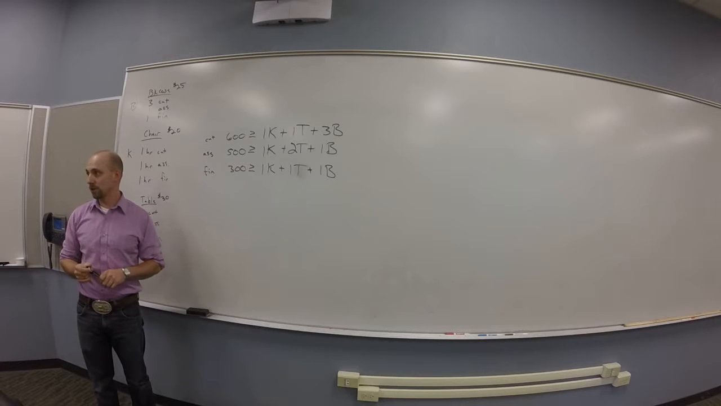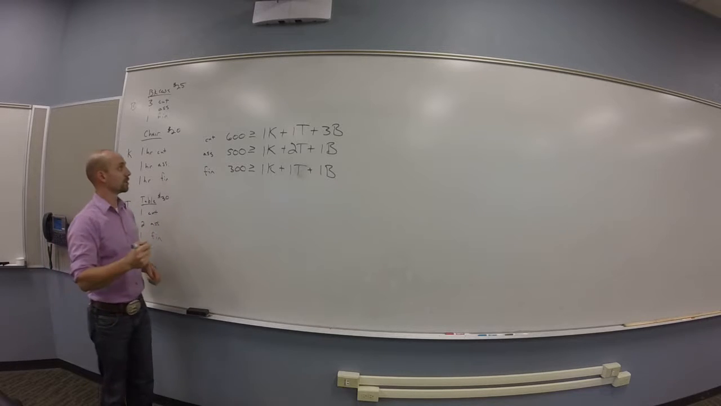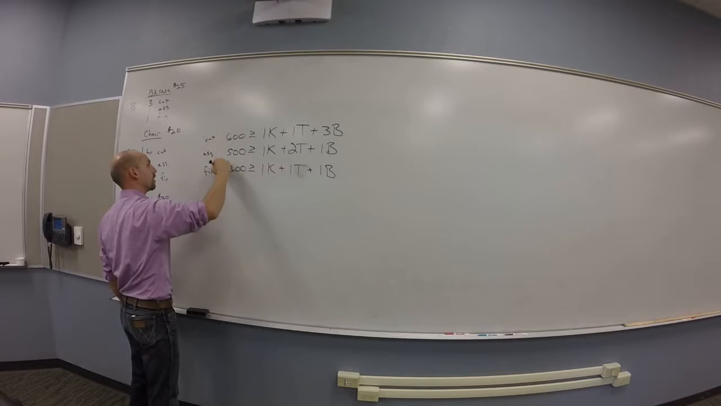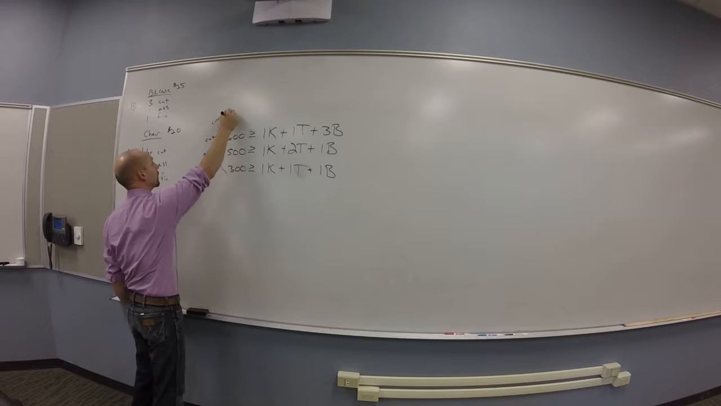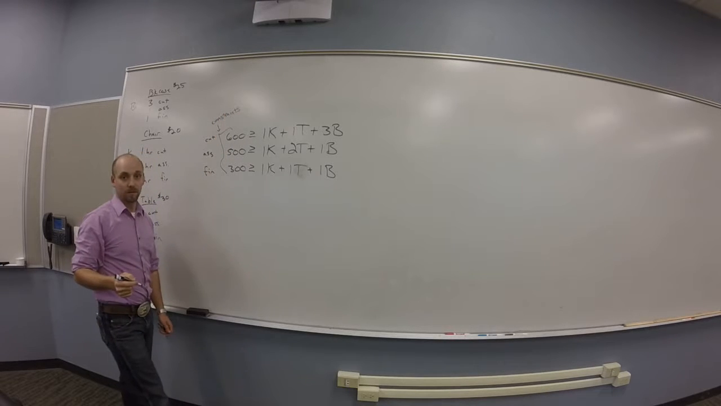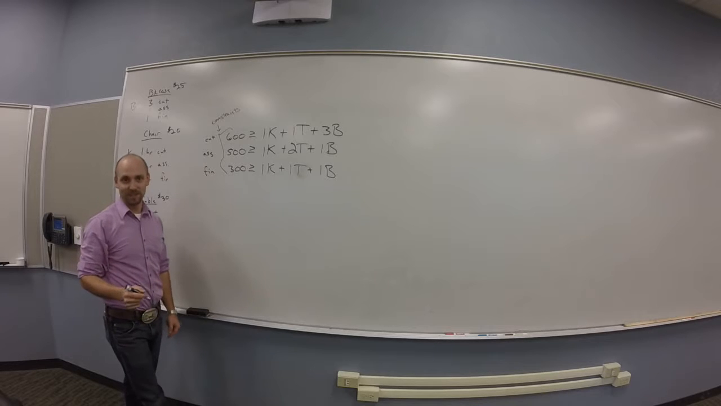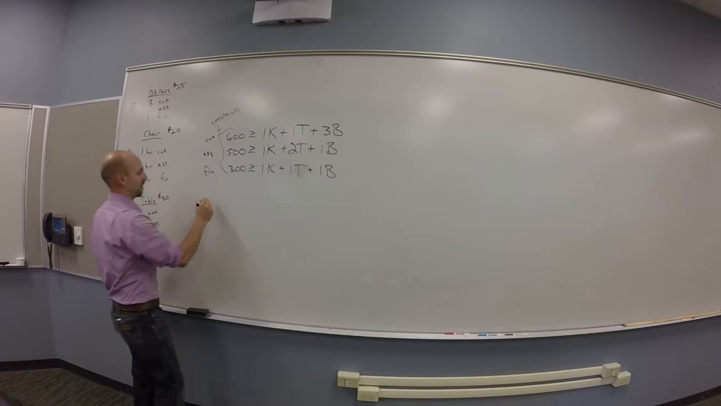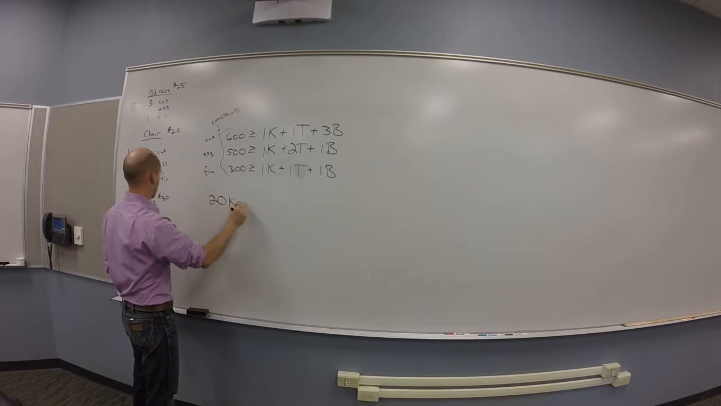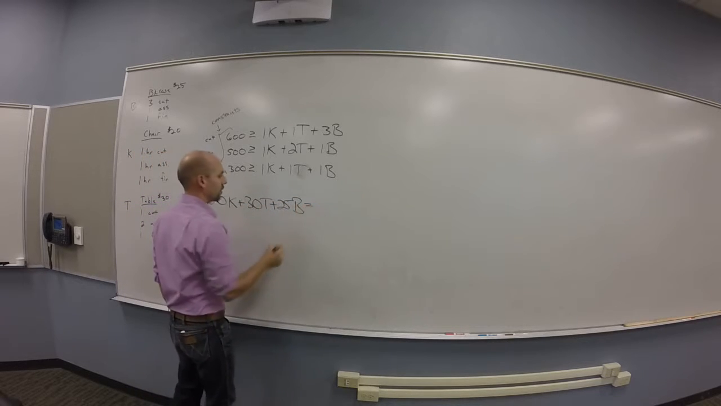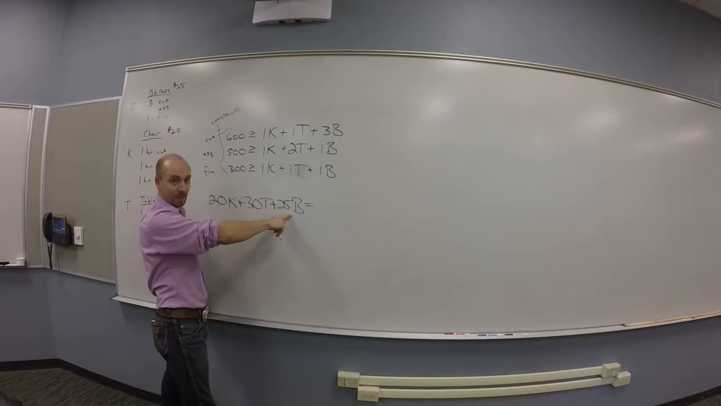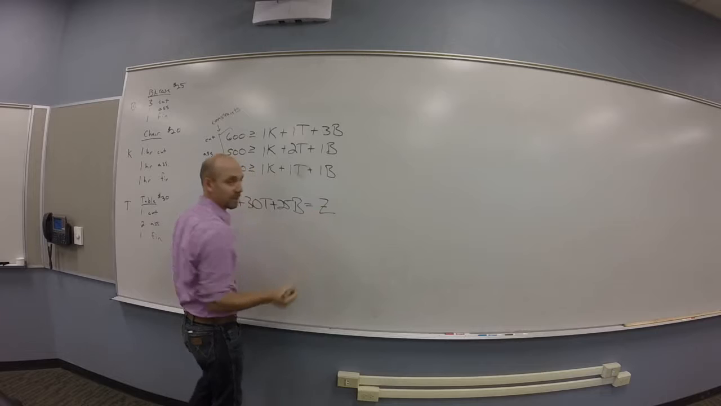So that's first things first. I made constraint equations. What else do I need? Objective. I need an objective equation. So these guys are the constraints. What's your objective? What does the problem say your objective is? I have 20 C, or K, 30 T, and 25 B equals Z. And then you draw all those on the Z side and make them negative. So this is the profit that I'm making, equals Z. And so I'm going to call this Z.